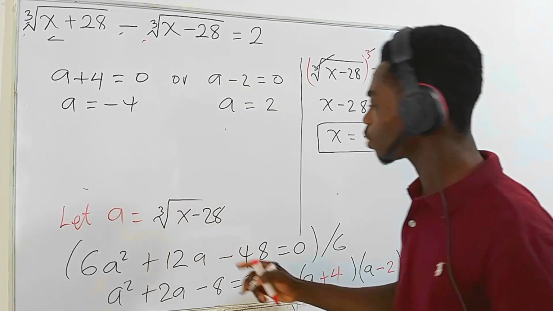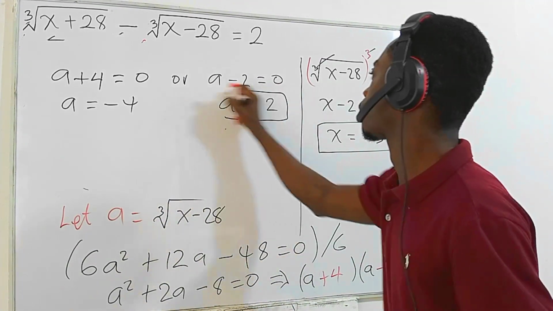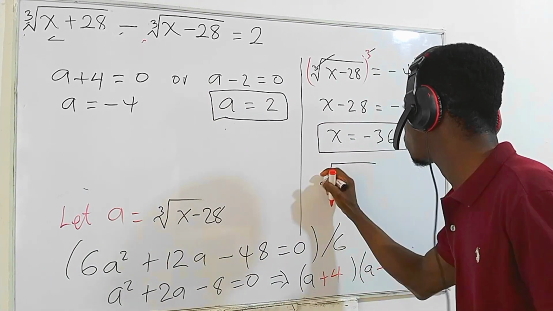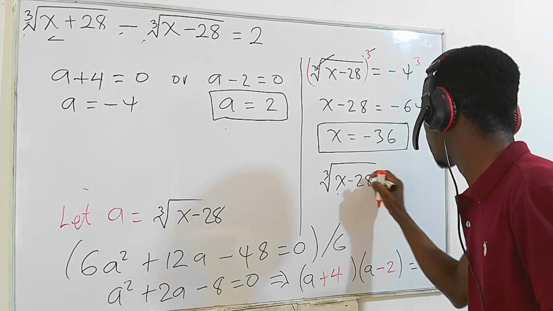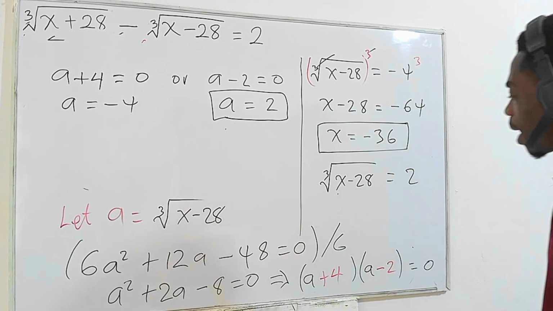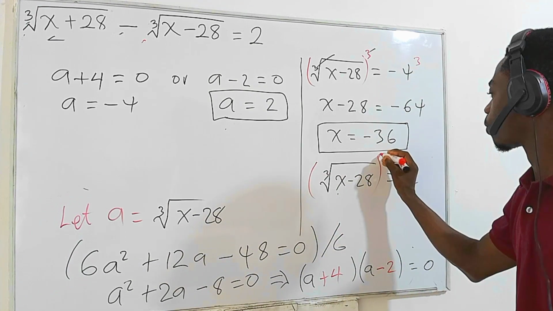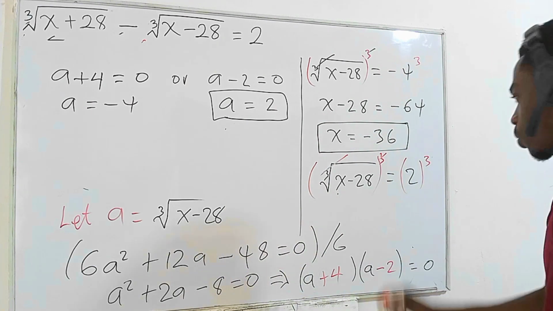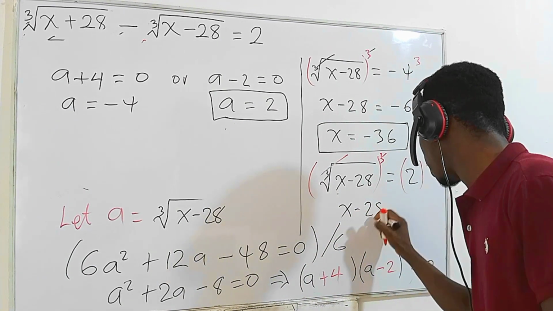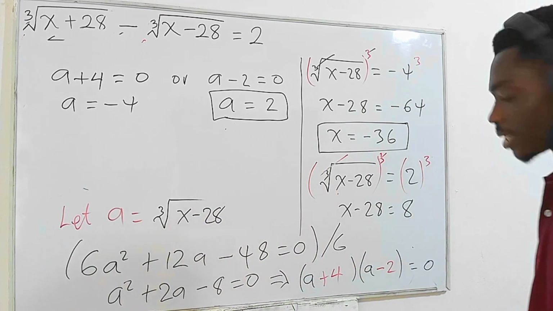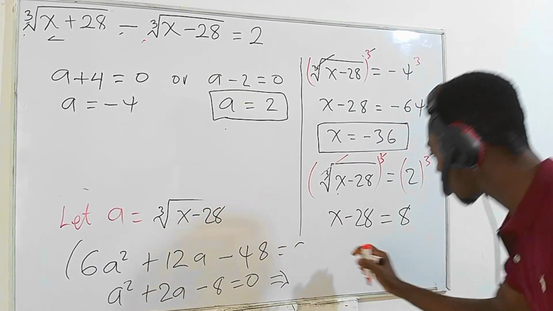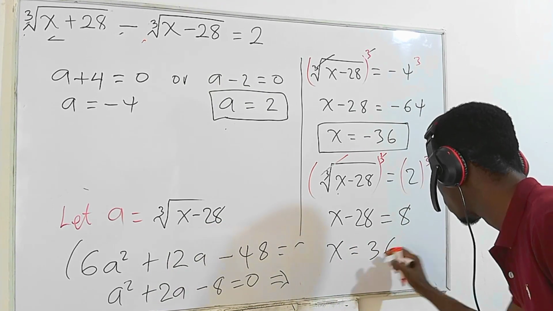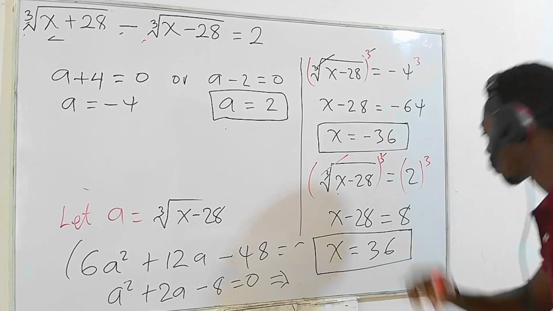Now let's consider a case where a is equal to 2. When a is equal to 2, we are going to have cube root of x minus 28 is equal to 2. And like we did before, we have to raise each side of the equation to the third power so that we can get rid of this cube root. So that we have x minus 28 is equal to 8. Pretty interesting, huh? If we transpose -28, we have x is equal to 8 plus 28, which is 36. And this is the other solution to the problem.